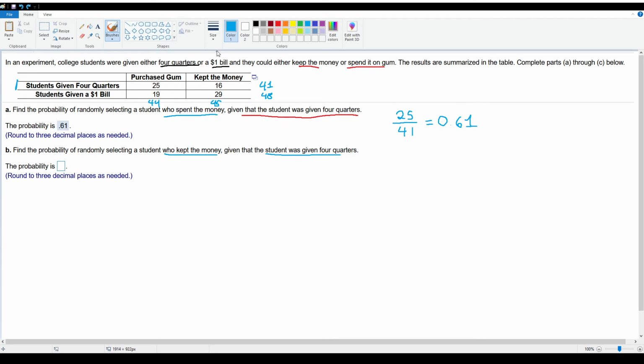Now if we also look at the table, we can just figure this out by reading the question. We're being told that the student was given 4 quarters. So we look at the group again, and we look at the number of students for the 4 quarter group who kept the money, which is 16. So this is going to be 16 over 41, or 0.39. And then if we plug that in, we will see that that is exactly the correct answer.